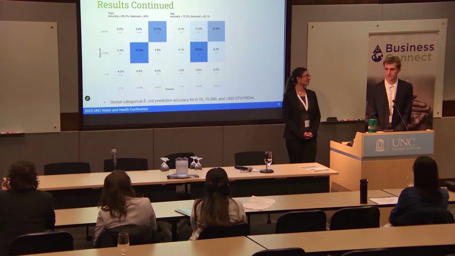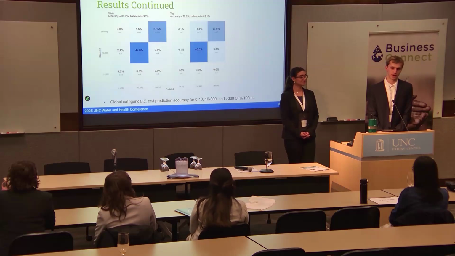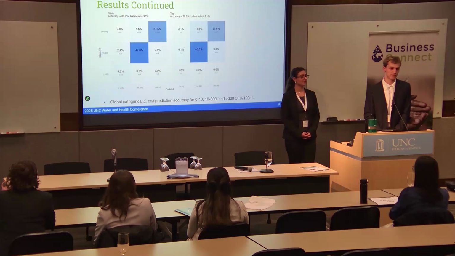And one significant limitation so far has been our low success rate in the lowest risk category, the 0 to 10, which is simply because we haven't collected much data that falls within that category. Most of the places we're sampling are just heavily contaminated.